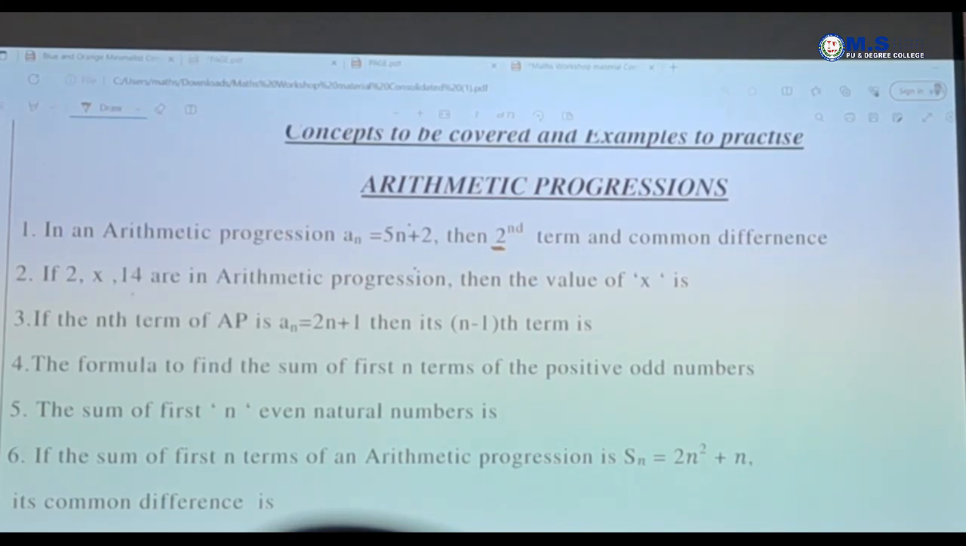Now, if 2, x, 14 are in AP, what is the value of x? So you can use two concepts here. Common difference you can use, or the middle term is always the average of first term and last term. That is 2 plus 14 by 2. How much is it? 16 by 2 is 8. Therefore the value of x is 8.